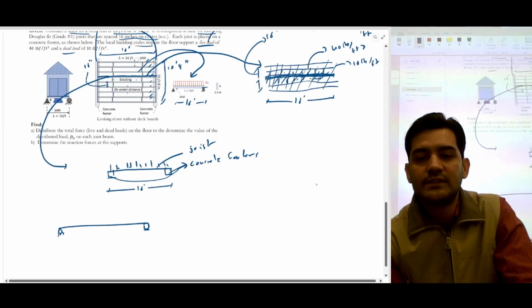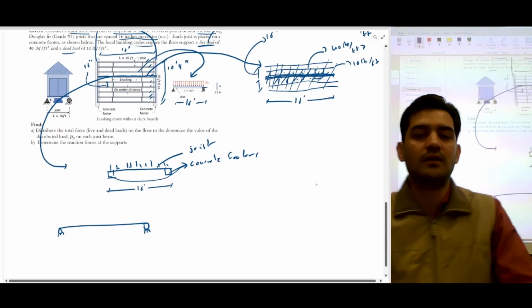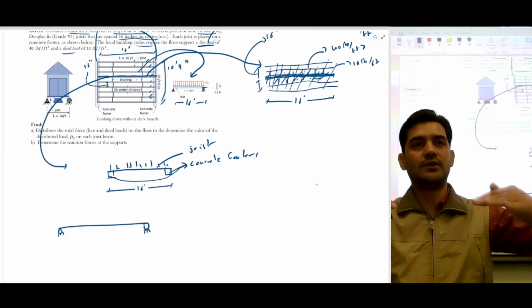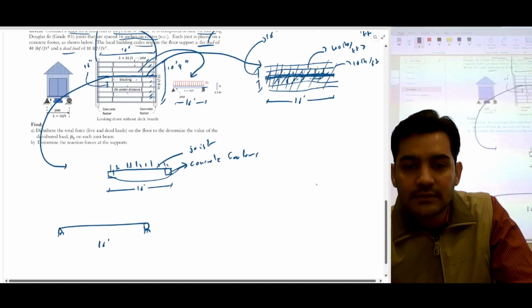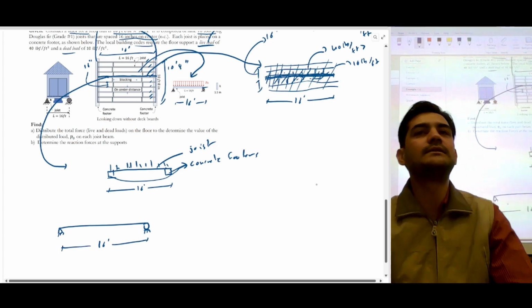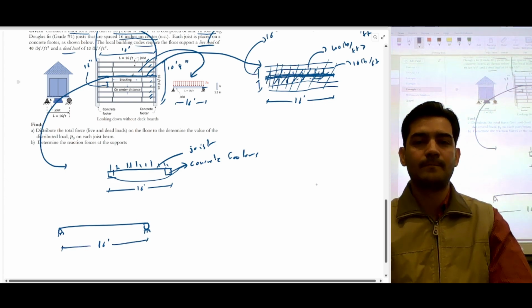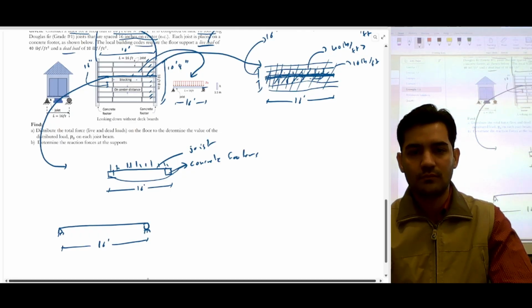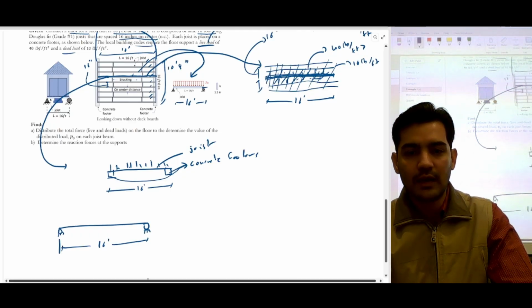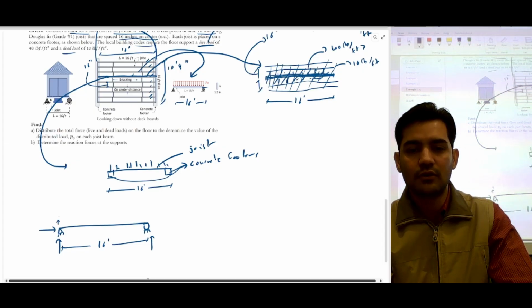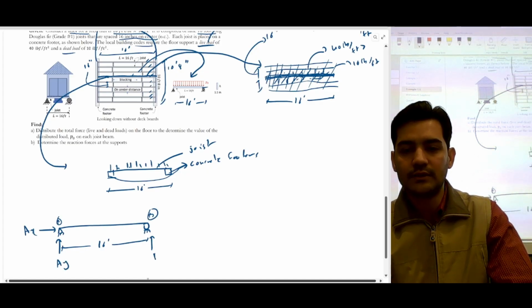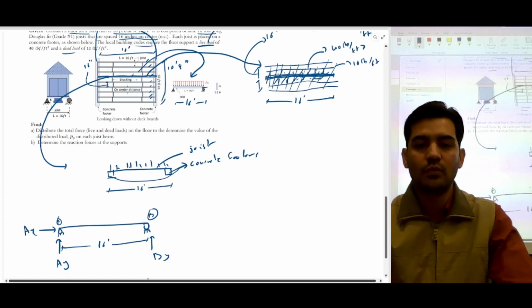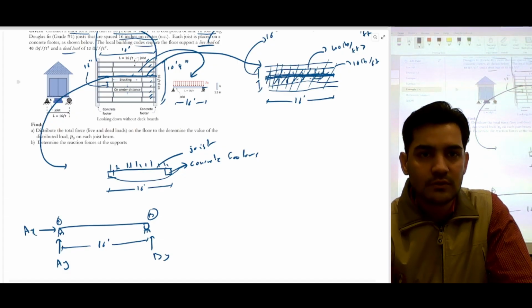And we can reasonably assume it's a simply supported beam because it's just placed on top of a footer. So that's what you can assume. And the distance is 16 feet. So basically this joist is a simply supported beam. And since it's a simply supported beam, you will have reactions. If I call this point A and this point B, this is A of X, this is A of Y, this is B of Y. But we need to know the loads.